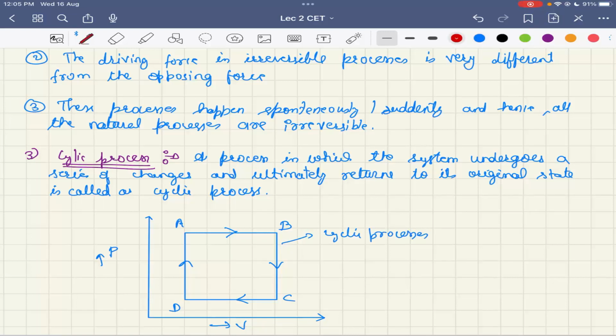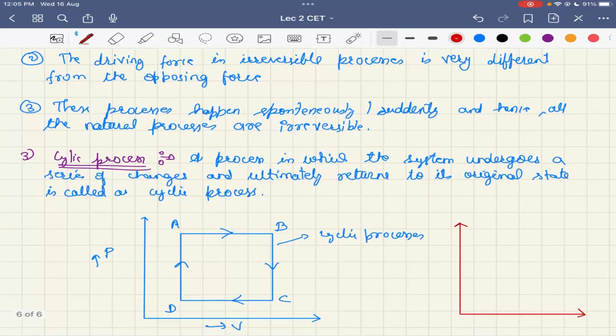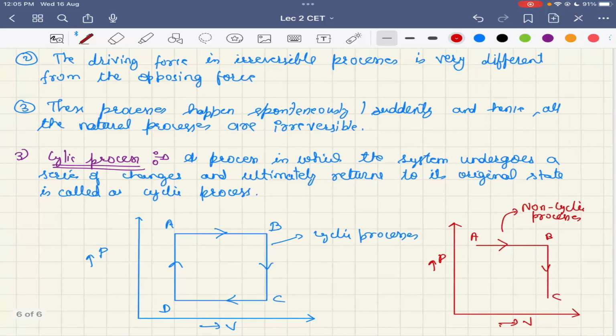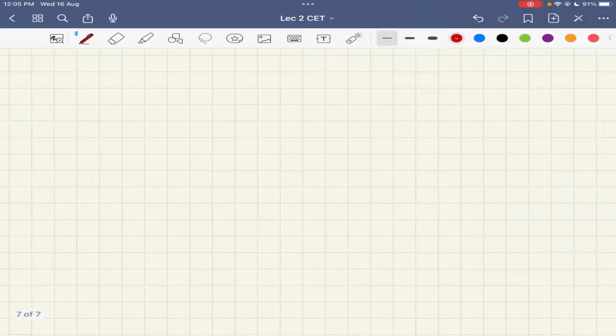Whereas if I take a system which goes, let's say for example, only from A to B, or A to B and B to C, this is A, this is B, this is C, then the system does not come back to its initial position, and hence such types of processes are called non-cyclic processes.